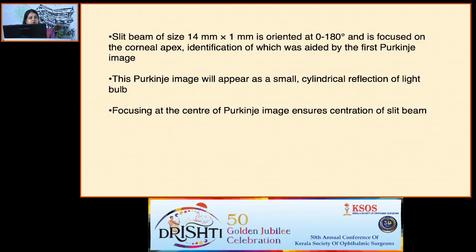And the slit beam should be of size 14 millimeter by 1 millimeter, and it should be oriented at 0 to 180 degree, and focused on the corneal apex, identification of which is aided by the first Purkinje image. This Purkinje image will appear as a small cylindrical reflection of the light bulb. Focusing at the center of the Purkinje image ensures centration of the slit beam.